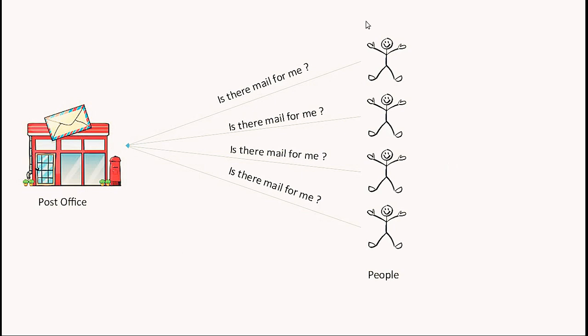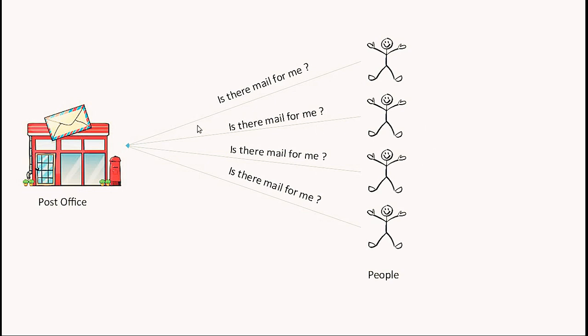Because one, you're wasting people's time because they can be doing something different instead of checking whether there is mail or not for them every time. And also for the post office, the post office could be doing other stuff as well. You don't really want to waste valuable time answering these people's queries every 5 minutes or every 2 seconds or whatever. So this is the first problem.